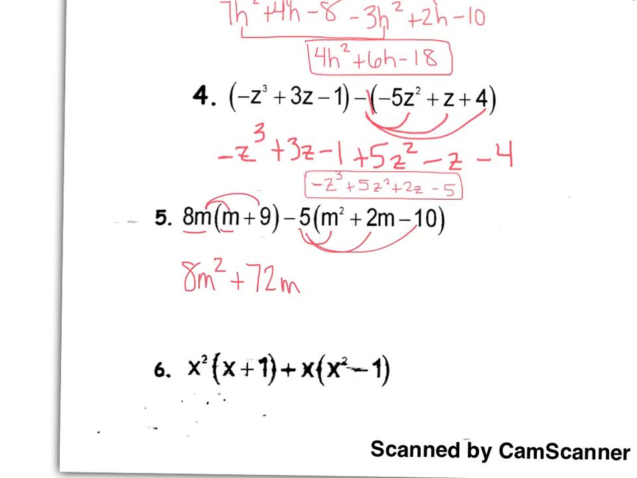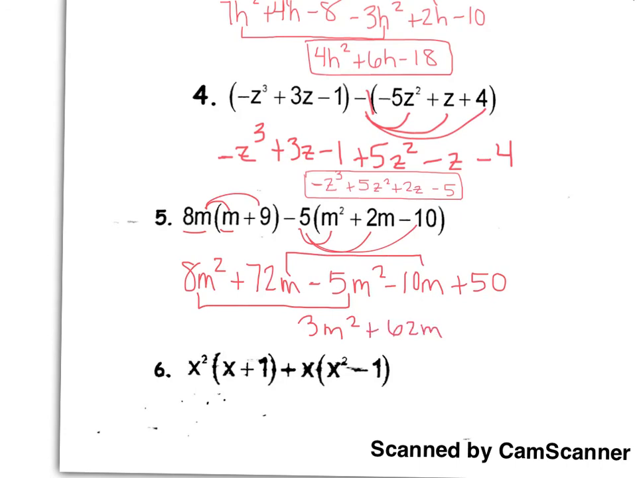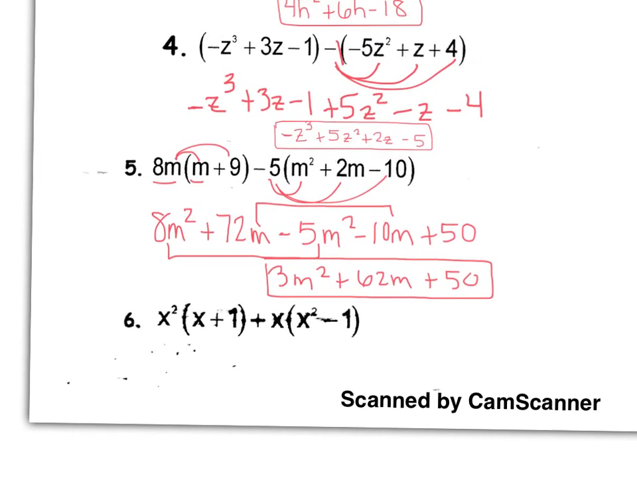Now we distribute here. Negative 5 times m squared is negative 5m squared. Negative 5 times 2m is negative 10m. And negative 5 times negative 10 is positive 50. Combine like terms. 8m squared and negative 5m squared is 3m squared. 72m minus 10m is 62m. And then the 50 is all by itself. So that's distributing. Go ahead and try the last one, number 6, on your own.